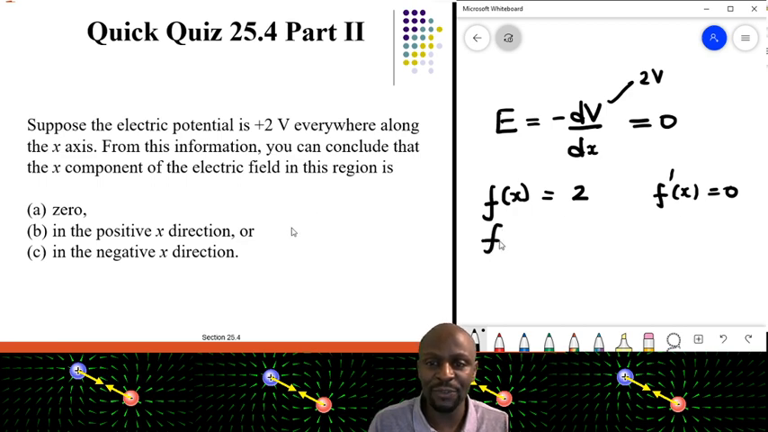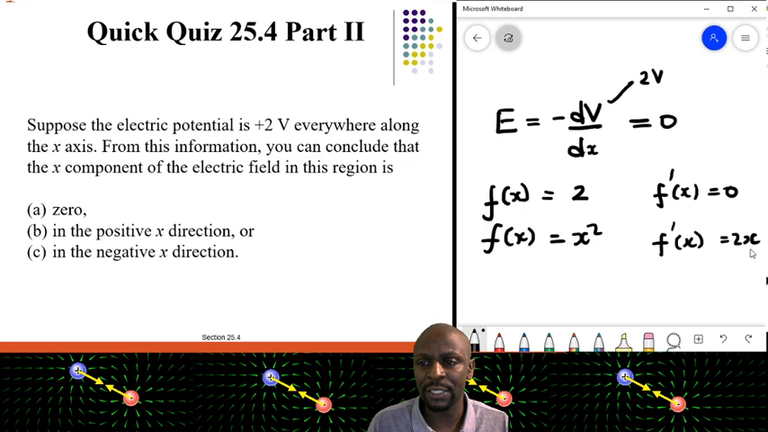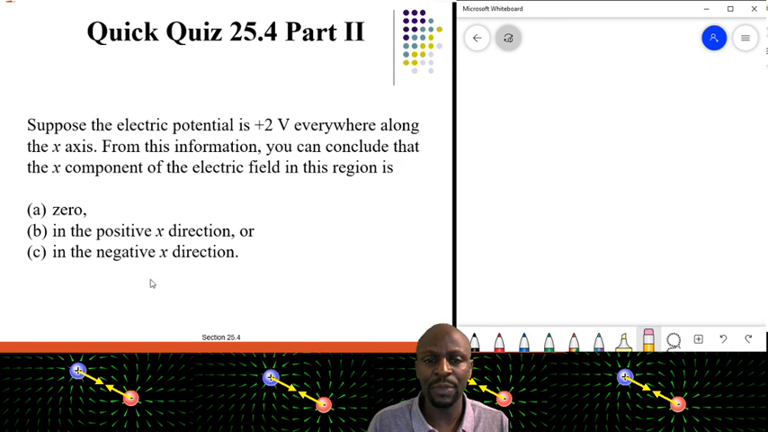But when you have a function f of x that is, say, x squared, and I ask you for f prime, that is going to be 2x. Right, so that's what is going to be the answer for that question. Therefore, you are going to have 0 in that case.